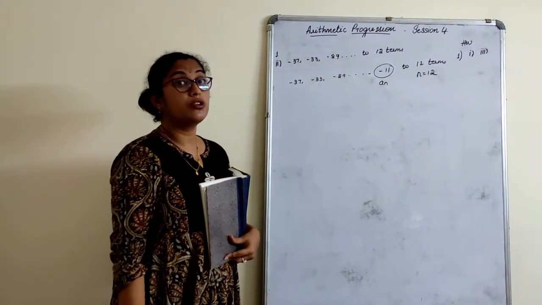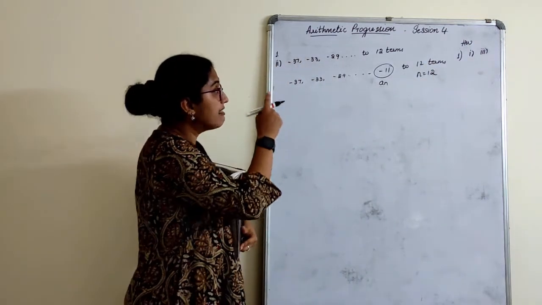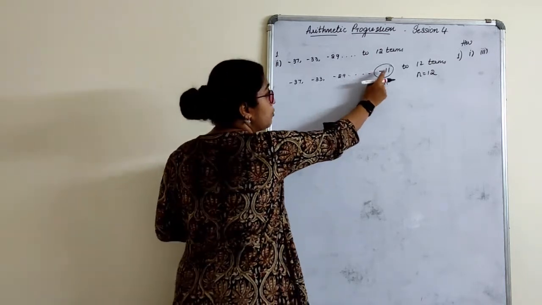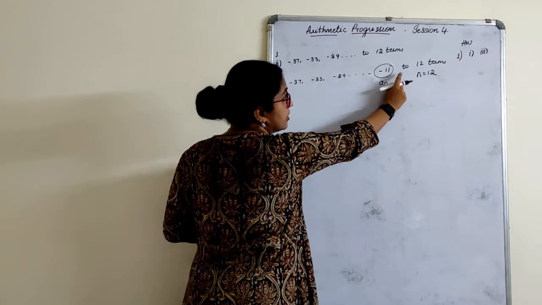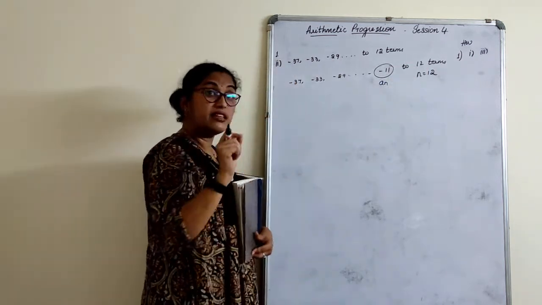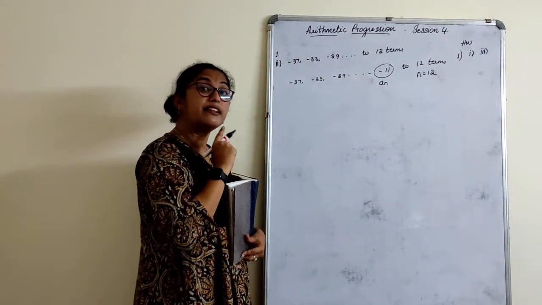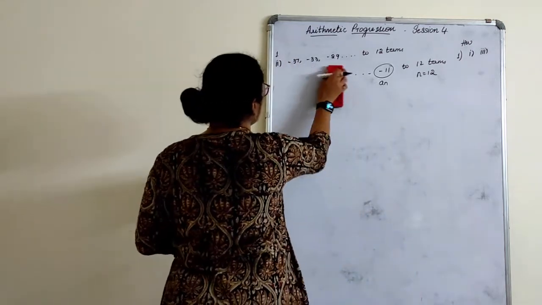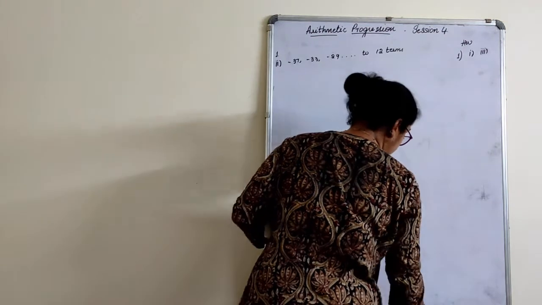This is what you should learn to identify. That 11 is not there, I have written it to make you understand. So up to 11 means this is a_n. To 12 terms means n is equal to 12, there are 12 terms. I have to find the sum up to 12 terms only. Understood the difference? So let's write the given here.